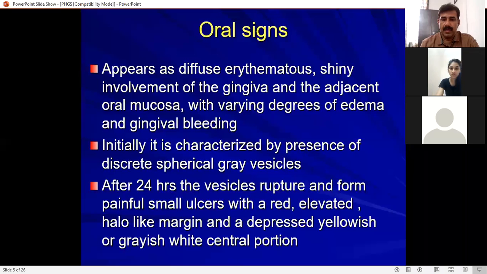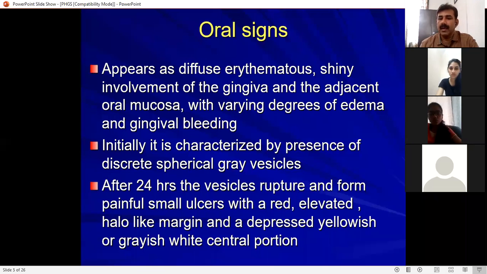What are the clinical features? Here, you may find a red, diffuse erythema. Okay, and the diffuse erythema is in the gingiva as well as the oral mucosa, and sometimes the gingiva tends to bleed, and sometimes you may find varying degrees of edema also. And within about 1 or 2 days, you can see that small vesicles start appearing, and they are discrete, spherical, gray vesicles. And what happens to these vesicles?